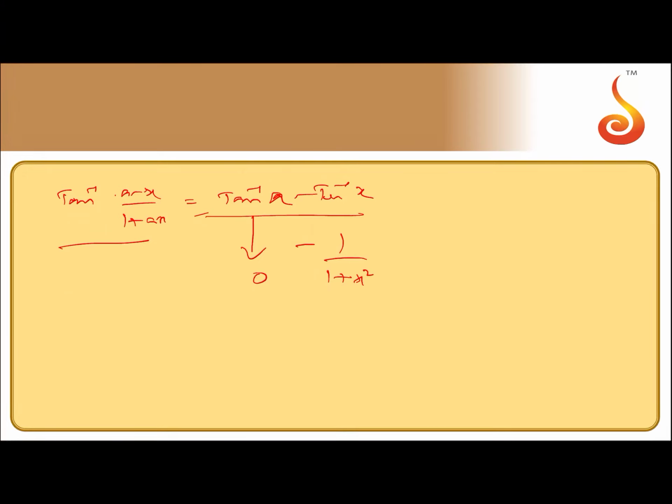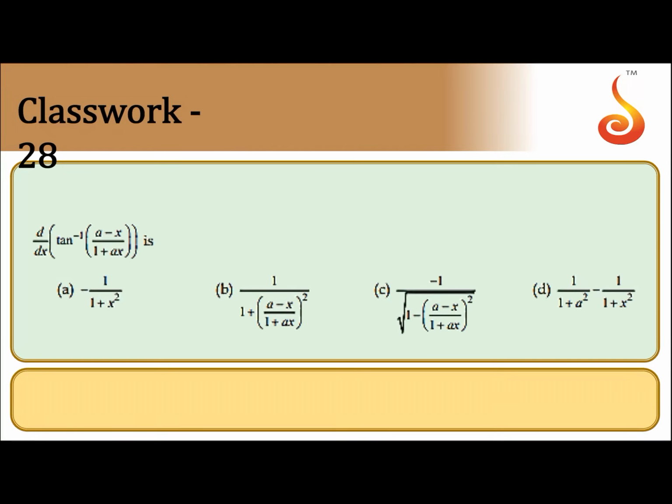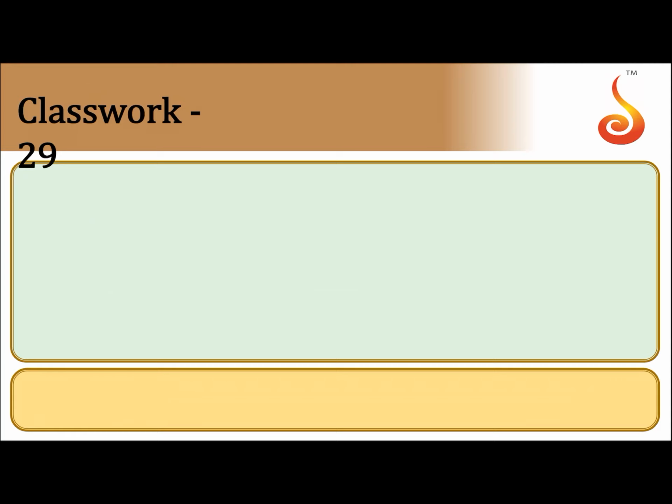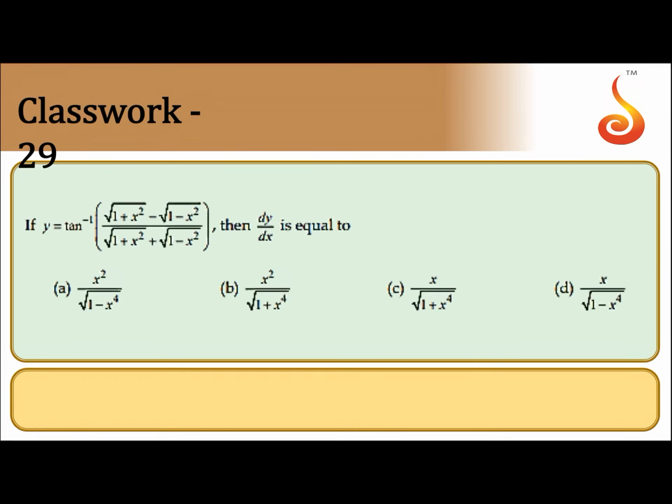Coming to the next one, tan inverse of (a minus x) by (1 plus ax). We know from inverse trigonometric functions that this is nothing but tan inverse a minus tan inverse x. The derivative of the constant is 0, minus 1 divided by 1 plus x square. So the answer is minus 1 by 1 plus x square. So the answer is A.